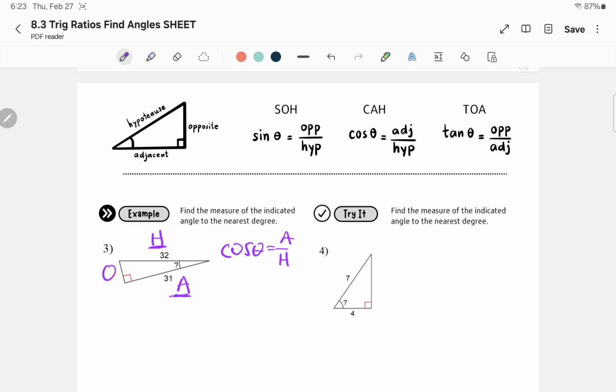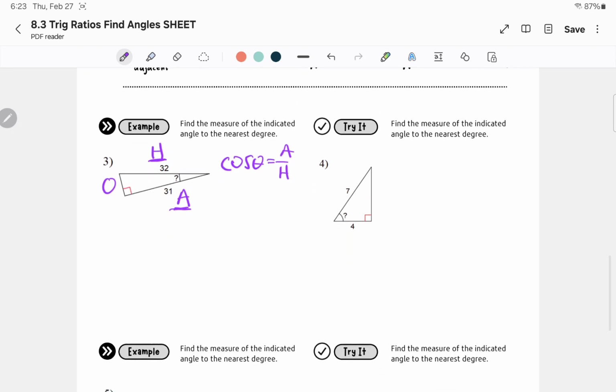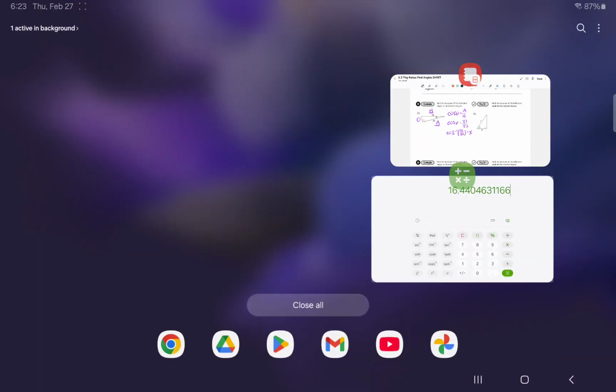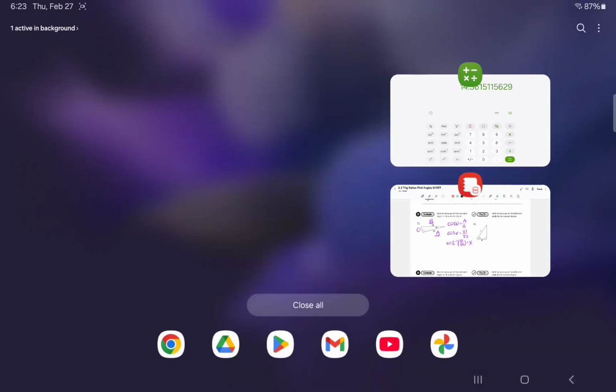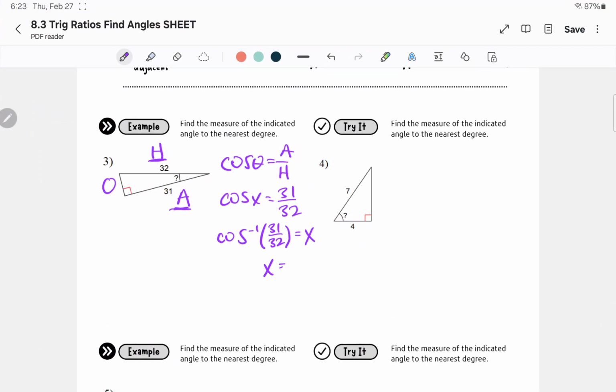So I'm going to write cosine theta is equal to a over h, adjacent over hypotenuse. I'm going to put in x for theta. A is 31 and h is 32. Now to get x by itself, I use inverse cosine, so I switch places. And now x is by itself, so I'm going to put in inverse cosine 31 over 32. I hit equals, and this is 14. So it is 14 degrees.